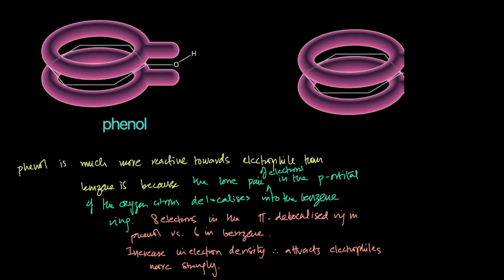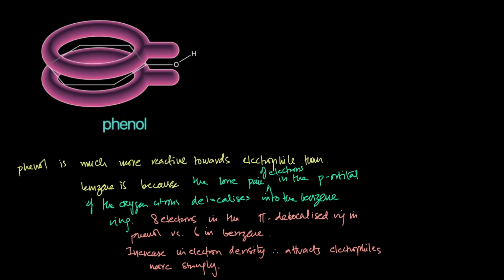All right, so now let's compare the strength of the CO bond, right? The CO bond in phenol is much stronger than a regular CO bond, because of the delocalization of the lone pair in the p orbital on the oxygen atom, right?